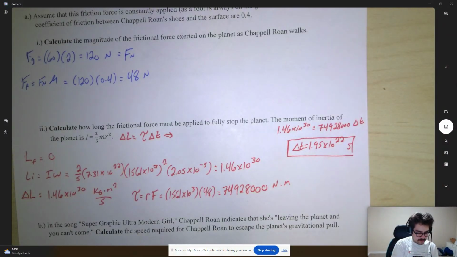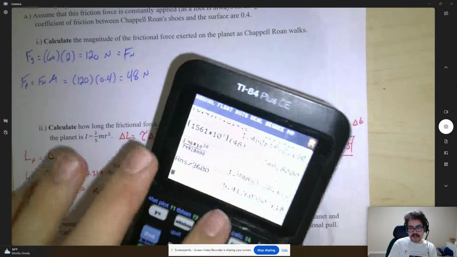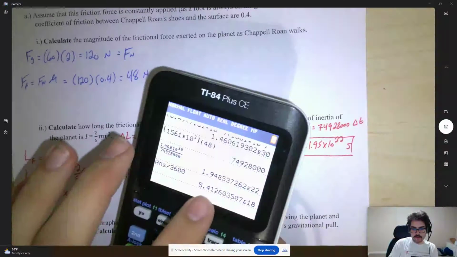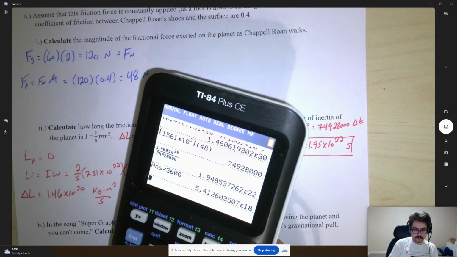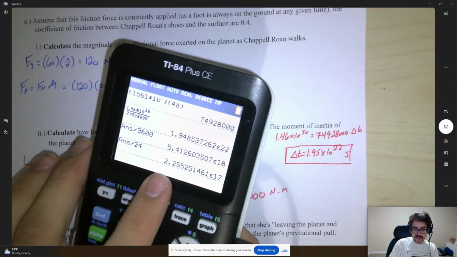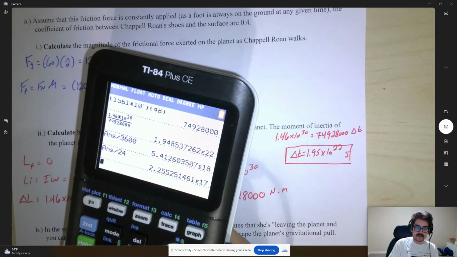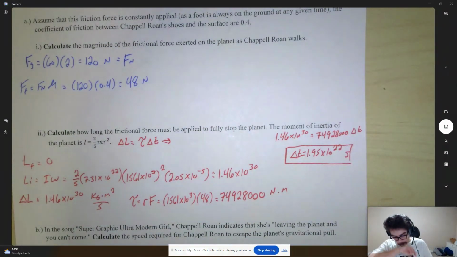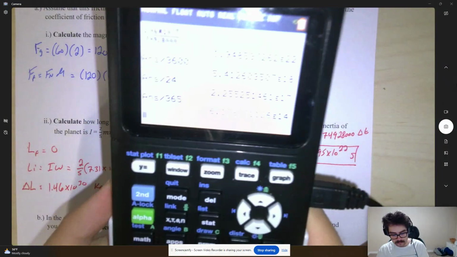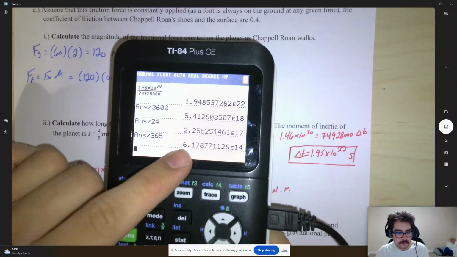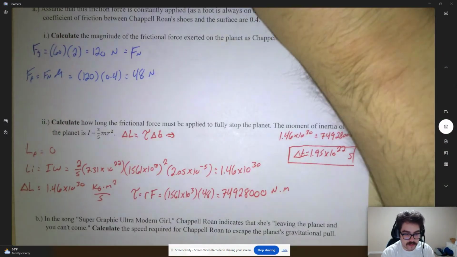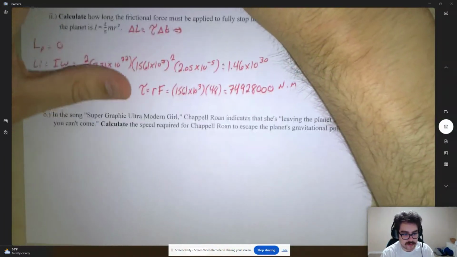If I want to convert it to hours, that's approximately 5.41 times 10 to the 18 hours. If I want to convert that into days, it's 2.26 times 10 to the 17 days. So a crazy amount of time. If I want to convert that into years, it's about 6.18 times 10 to the 14 years that you're going to be walking. That is longer than anybody is ever going to be alive.